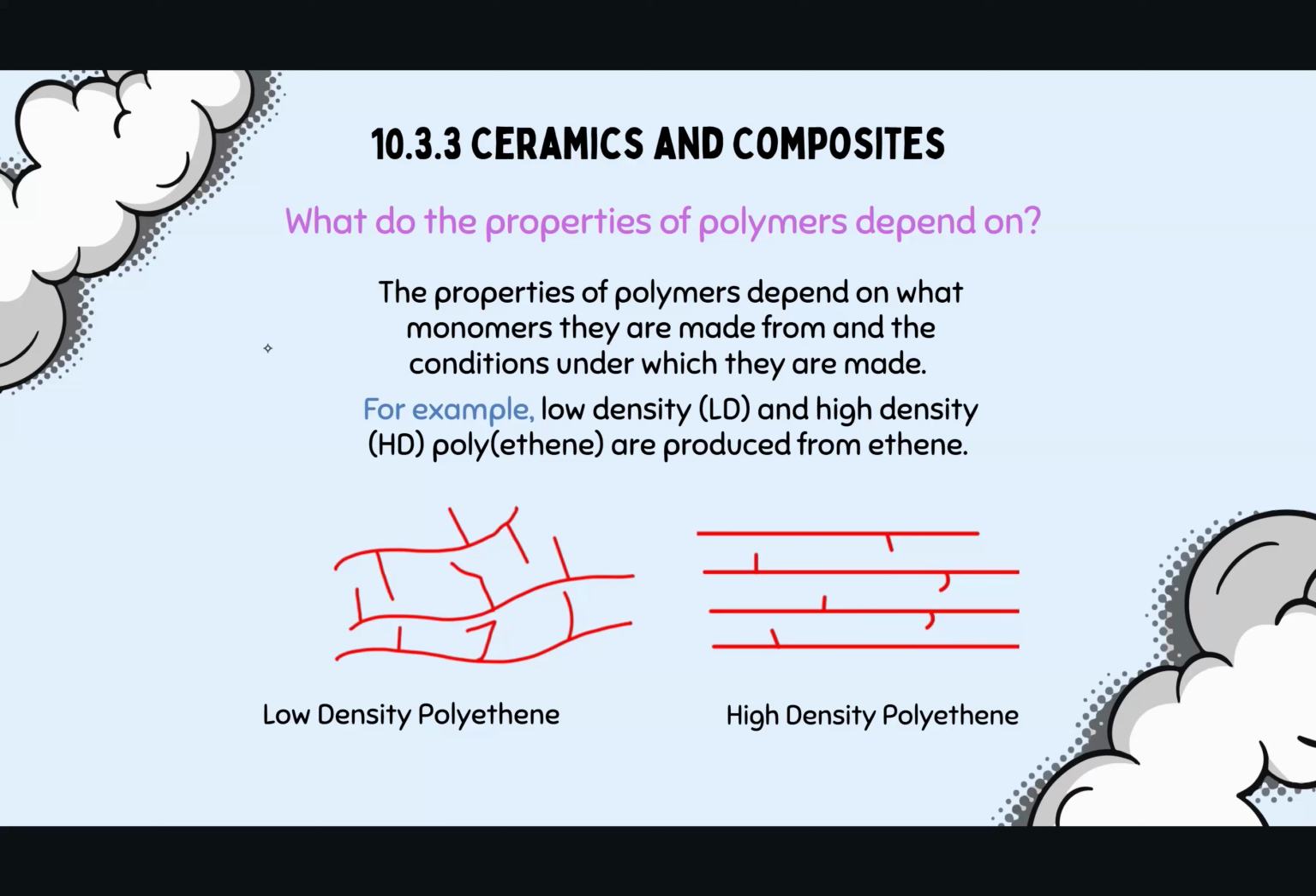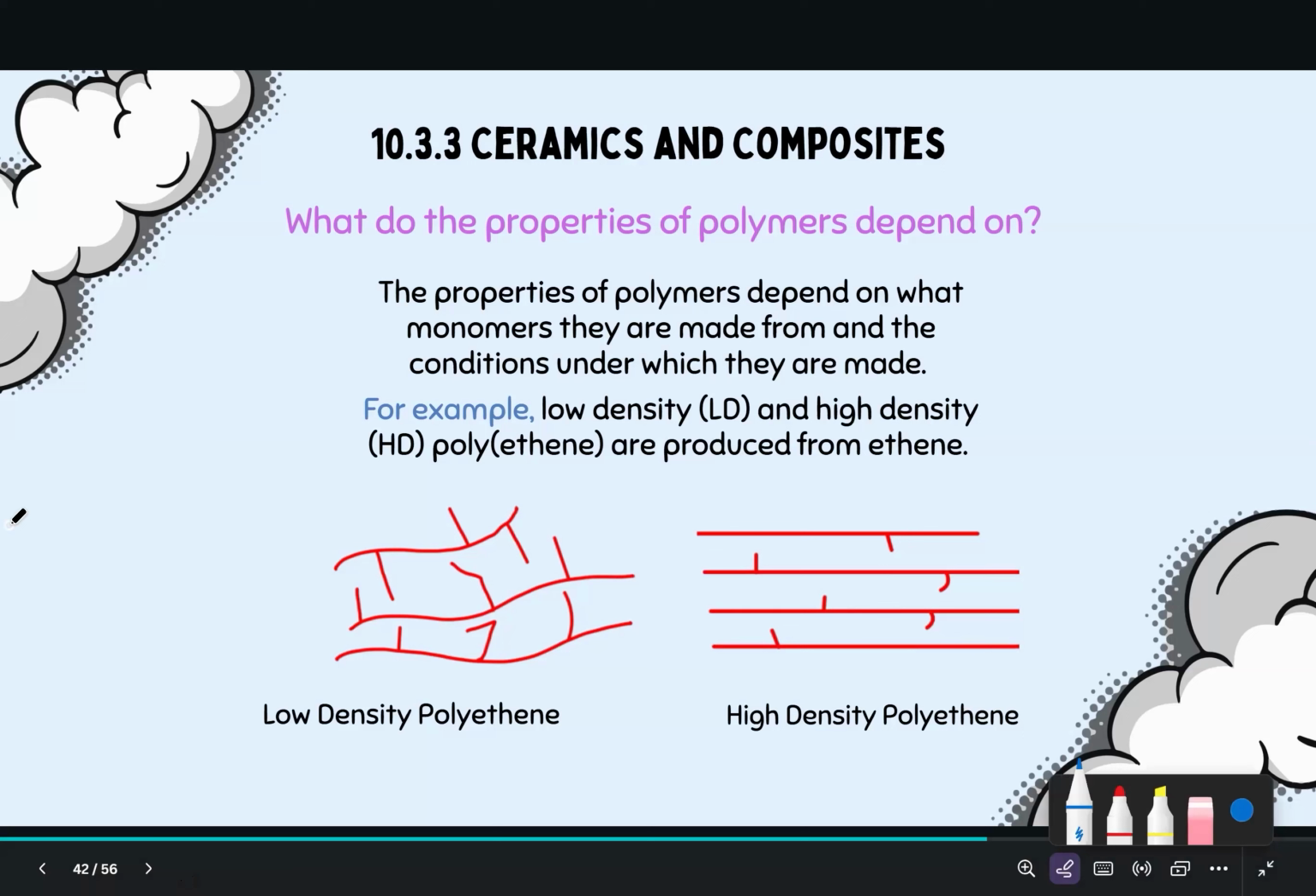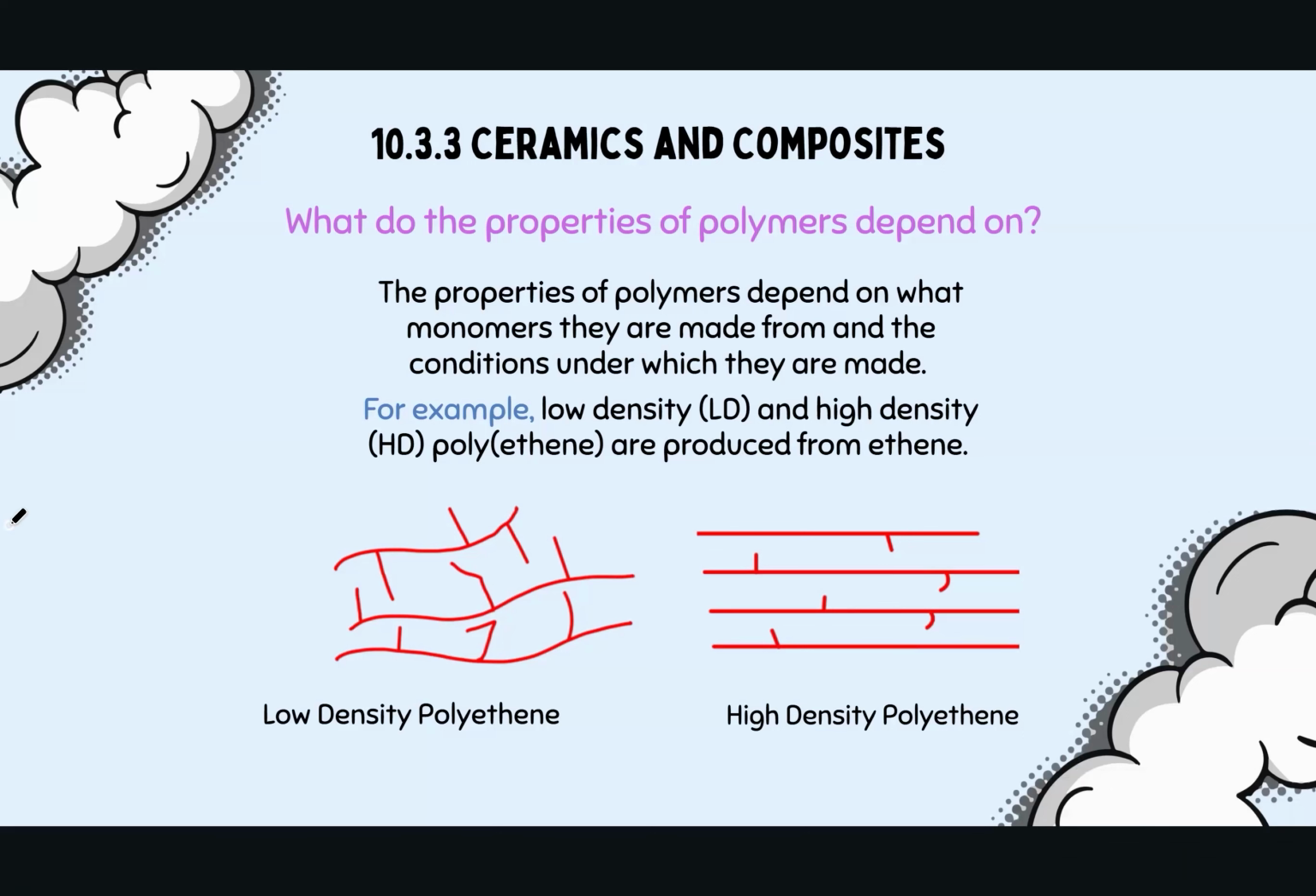So the properties of polymers depend on what monomers they are made from and the conditions under which they're made. The kind of properties we're talking about is, for example, how flexible they are, how strong they are, how heat resistant. Here we've got two examples, low density and high density polythene, but they both are produced from ethene.